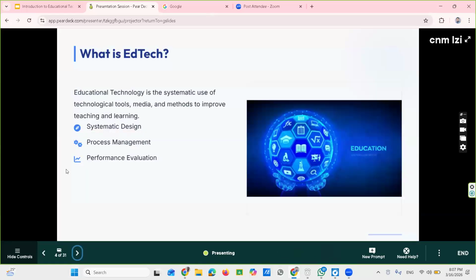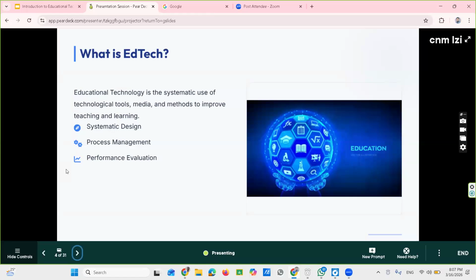Right, then next slide. Here, we are going to identify what edtech is. In short, educational technology. The general meaning of educational technology is the use of technology in education, or in teaching and learning, using various concepts, various technological tools, media, like that. Educational technology is the systematic use of technology tools, media, and methods to improve teaching and learning.